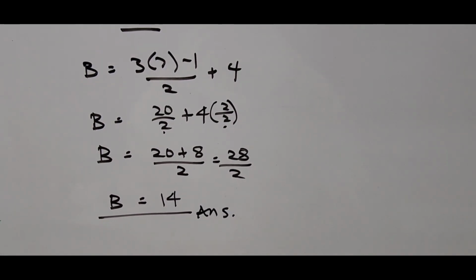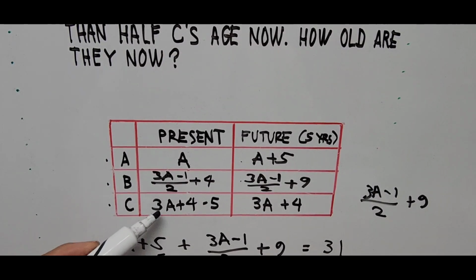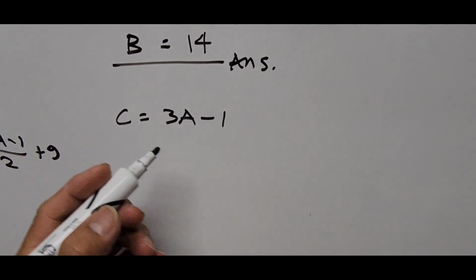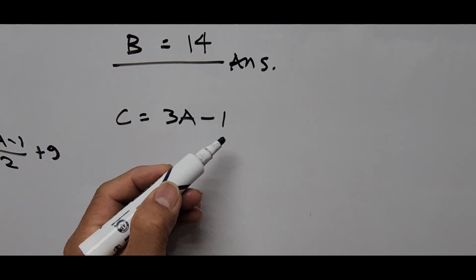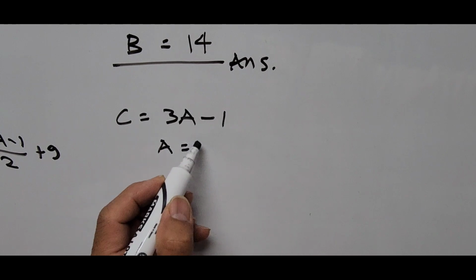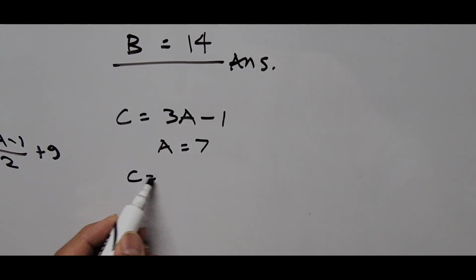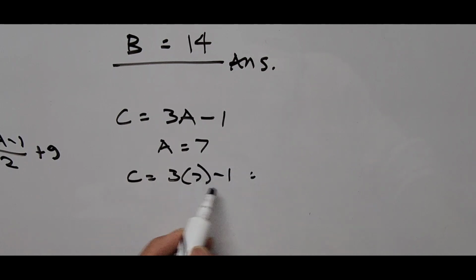And to solve for C's age, we go back to our table again. C's age is this, 3A plus 4 minus 5, that is 3A minus 1. That's the present age of C. That is from 3A plus 4 minus 5, that is 4 minus 5 is minus 1, and where A is 7. So C is equal to 3 times 7 minus 1, that is 7 times 3 is 21, minus 1 is 20. So C's present age is 20 years.